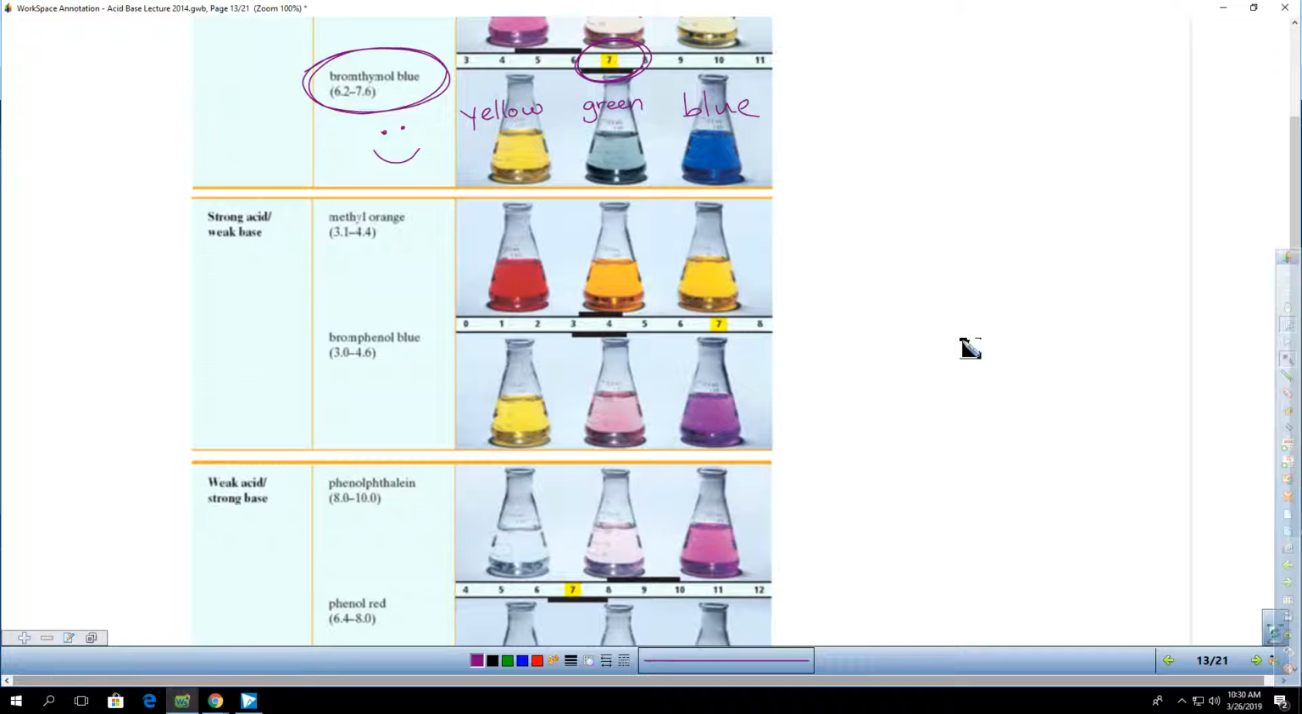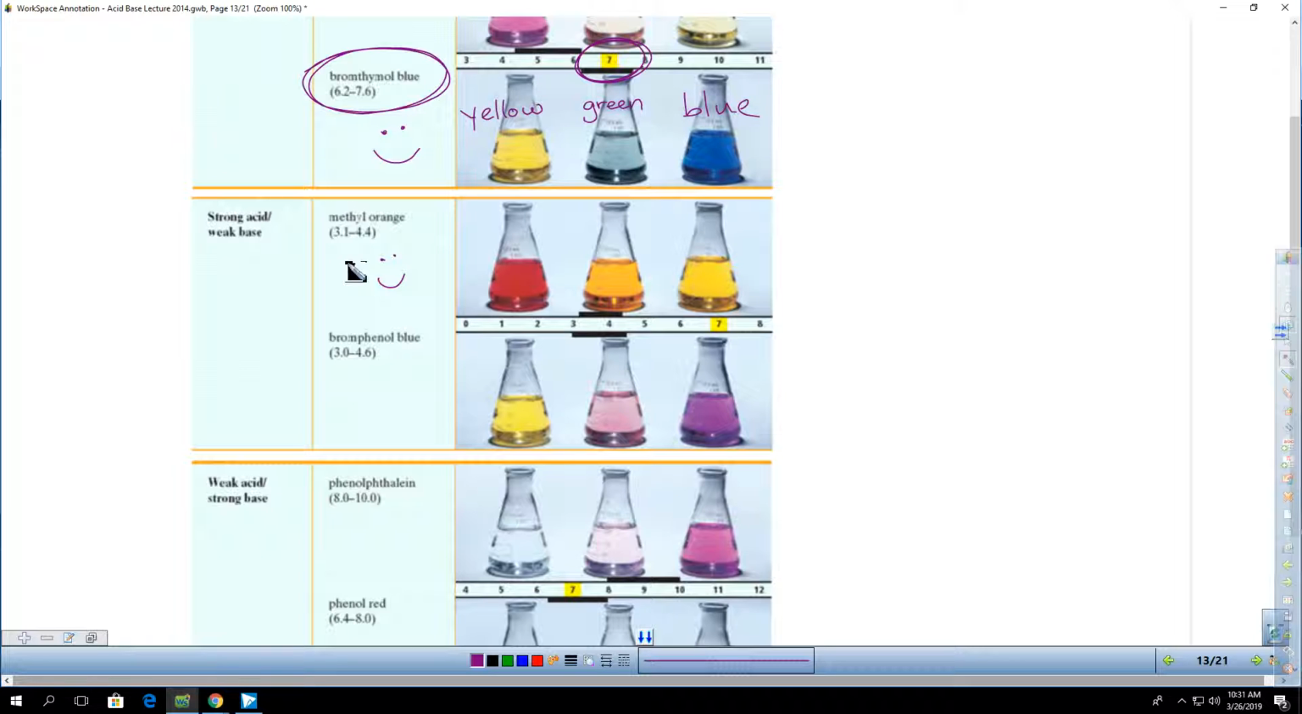If I'm titrating a stronger acid and a weaker base, either of these are fine. Methyl orange, bromophenol blue, but I kind of like this one better. Methyl orange. I think the colors are just a little easier to see. So methyl orange will change colors in a pH range of like 3 to 4, which is about what I'm looking for. If the acid is stronger, the acid will dissociate more fully than a weak base.